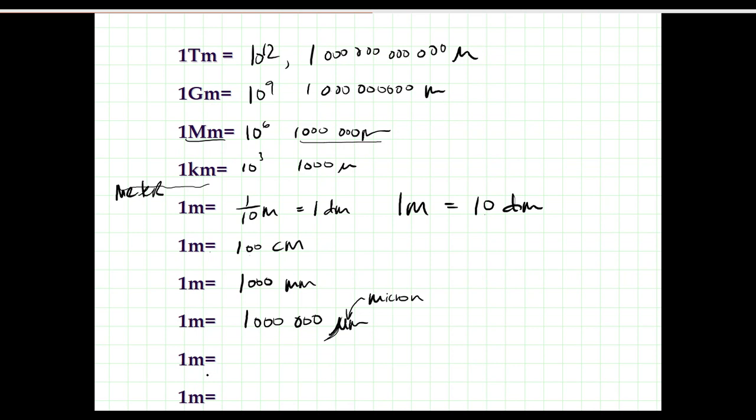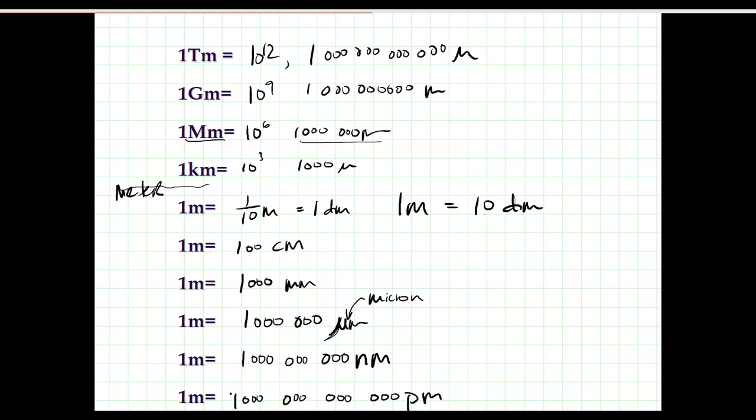But wait, what if I chop up my meter into even tinier pieces? What if instead of 1 million, I chop into 1 billion pieces? A billion pieces of a meter are nanometers. There are a billion nanometers in 1 meter. What if I chop it into a trillion pieces? There are a trillion picometers in 1 meter.